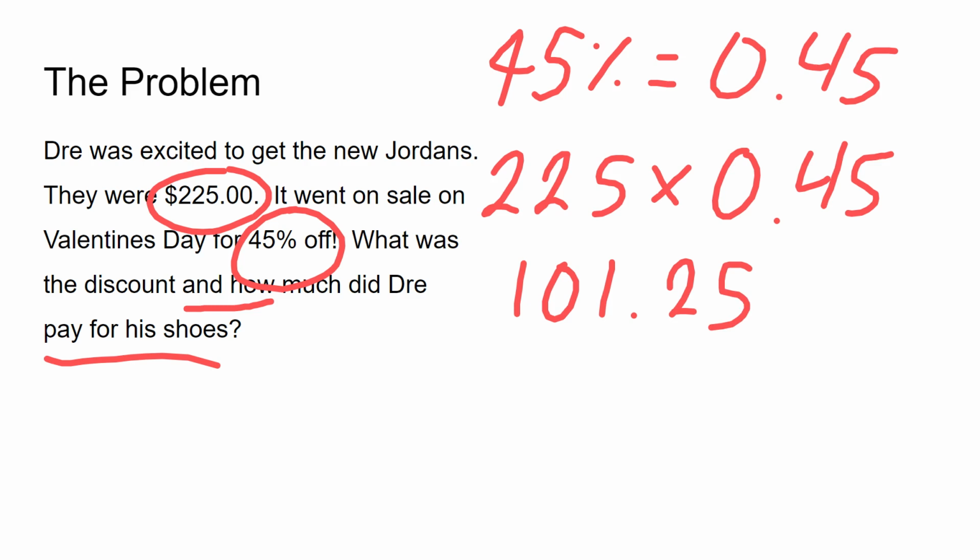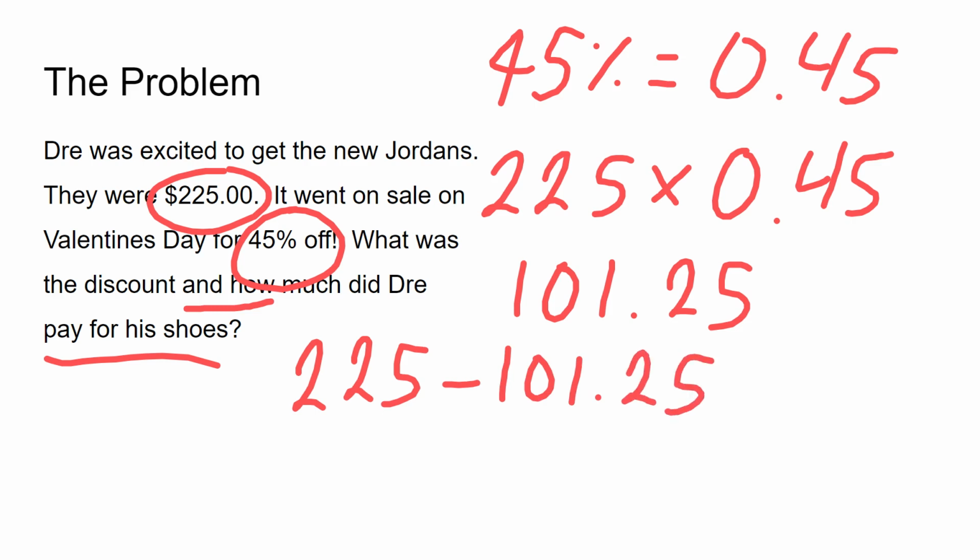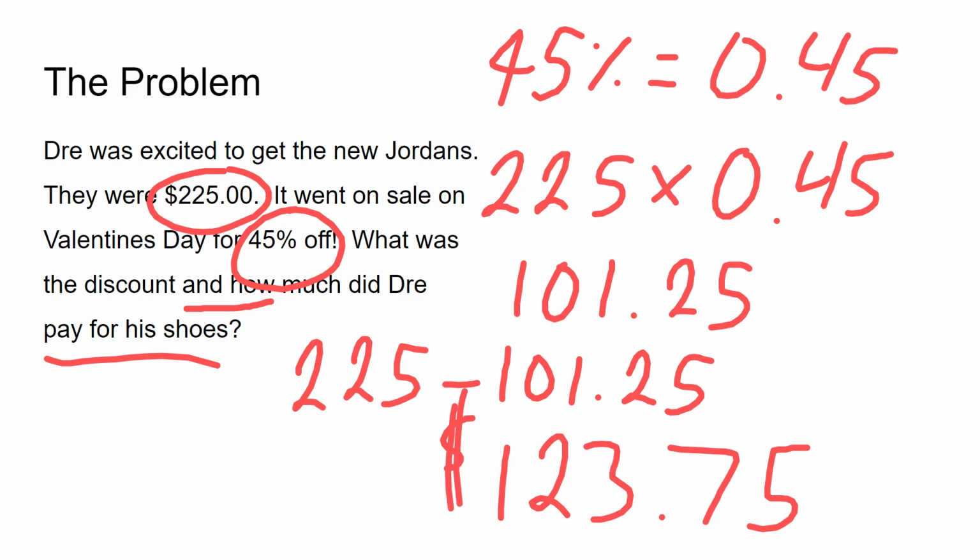Now what I'm going to do is subtract that amount from the original price of the shoes. So 225 minus 101.25, and then I end up with 123.75. And we're talking about money, so we're talking about dollar amounts. So $123.75 is how much he paid for the shoes after they went on sale for 45% off. So there you go.